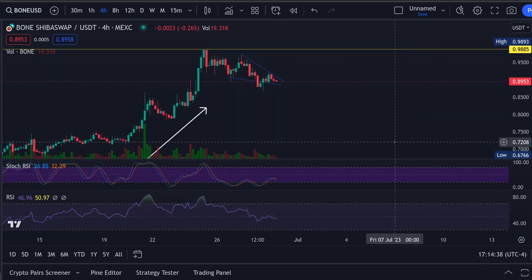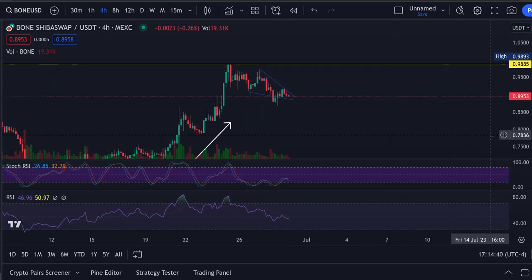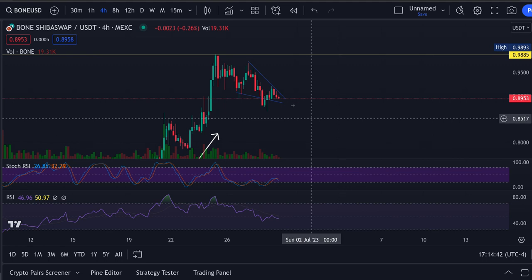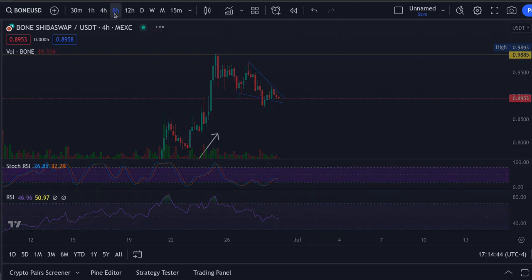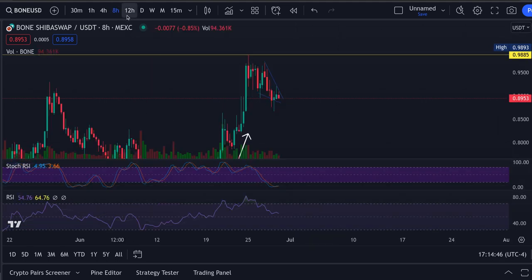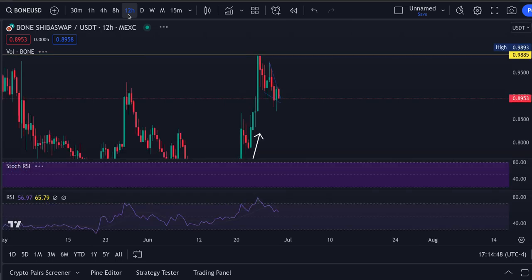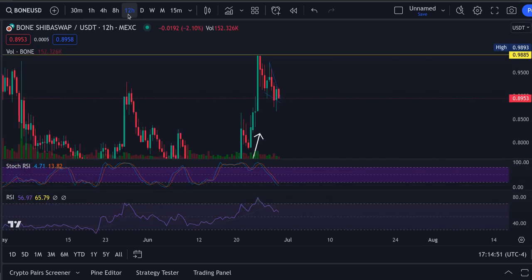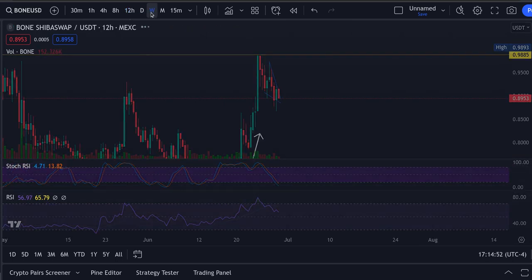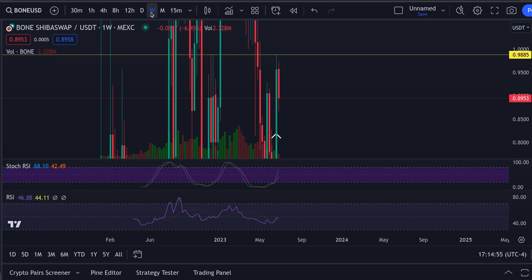If we look at some RSIs, beautiful. The 4 hour is close to the bottom. That's what you definitely want to see. The 8 hour looks great. The 12 is just about reset, so that's looking fantastic. The weekly is on its way up. That's beautiful, 68 and 42.